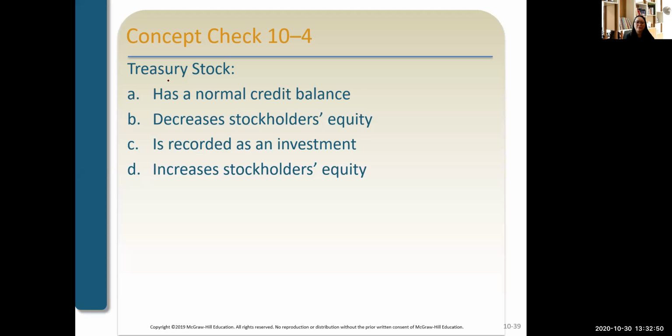So let's look at the concept check. Treasury stock: A, has a normal credit balance? No, it's a contra equity account, hence it has a debit balance. B, decreases stockholder equity? Absolutely. C, is recorded as an investment? No. D, increases stockholder equity? No.